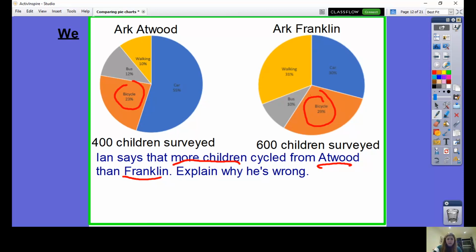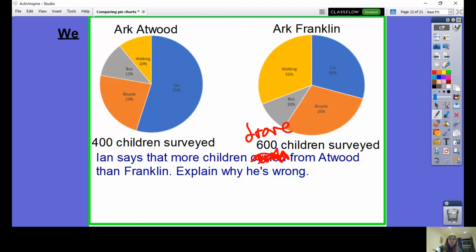Firstly, sorry, I've just realised there's a mistake in this question. Firstly, he's not wrong, okay? There was a mistake in this question and it was meant to be got in the car. So please pretend you did not hear that question and let's try it again.